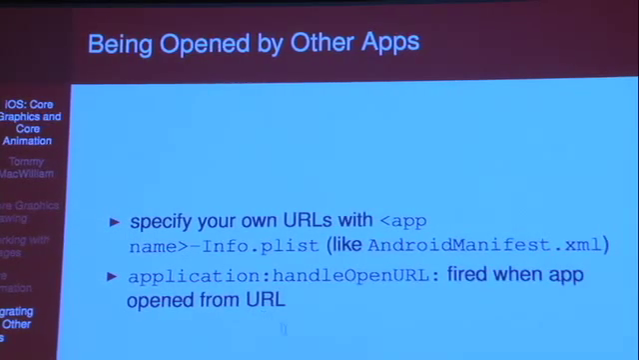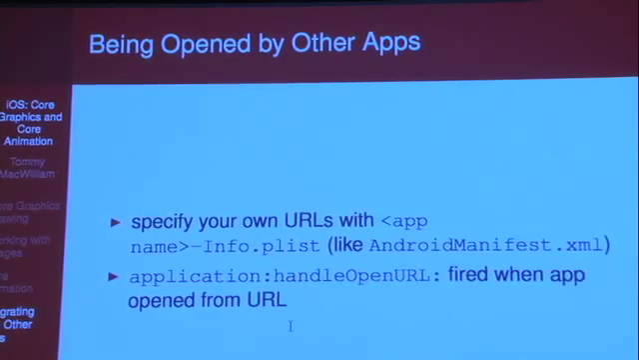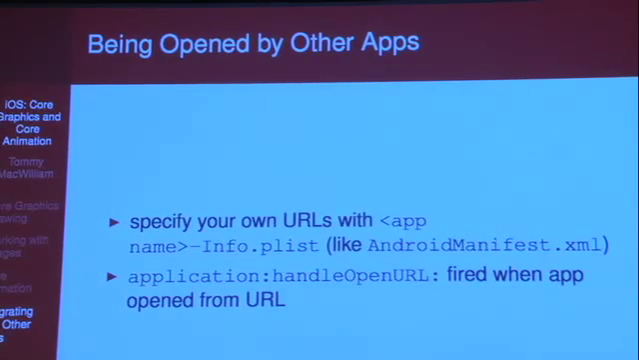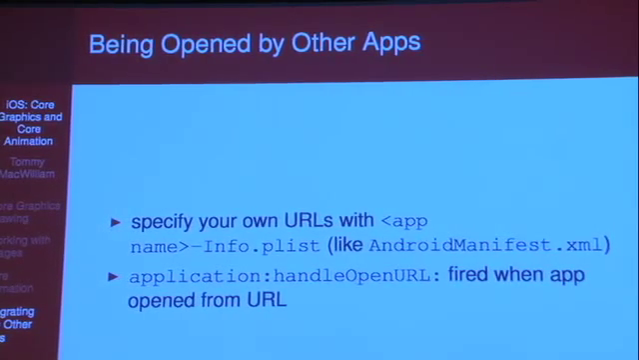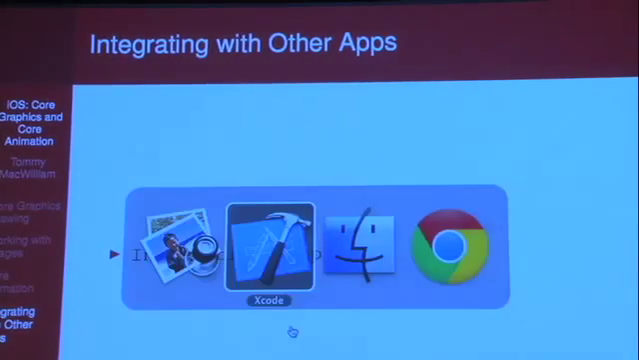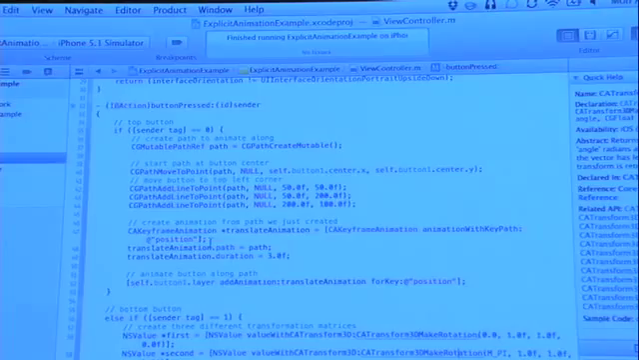And then there's this method inside of your app delegate called application handle open URL that's going to be fired if some other app on your system is trying to open a URL that your app has registered to handle. So let's look at how we actually register to handle other apps opening us.